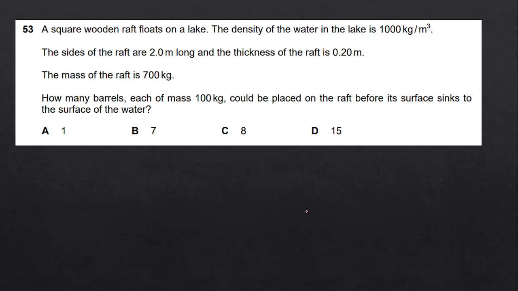Question 53. A square wooden raft floats on a lake. The density of the water in the lake is 1000 kg per meter cube. The sides of the raft are 2 meter long and the thickness of the raft is 0.2 meters. The mass of the raft is 700 kg. How many barrels, each of mass 1000 kg, could be placed on the raft before its surface sinks to the surface of the water?